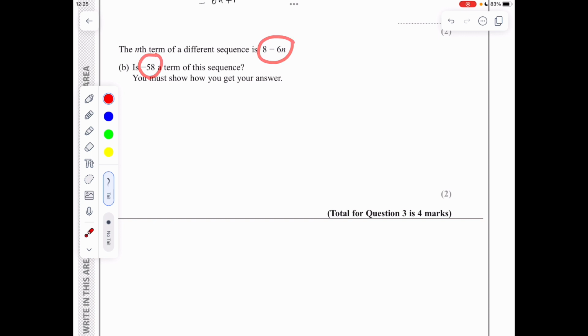Well, one way of approaching this is trying to figure out the value for n that will give me minus 58. So in other words, I could be solving 8 minus 6n is negative 58. So 8 plus 58 is equal to 6n, which leads to 66 is equal to 6n, which means that n is 11. Remember that n is the position, and I expect n to be a positive integer.